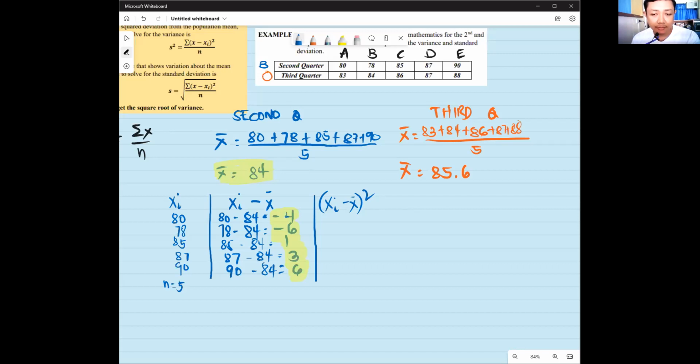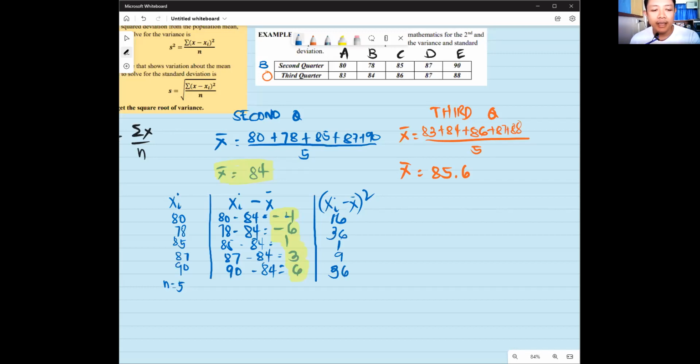So we have here, okay, negative 4 squared is 16, 6 squared is 36, 1 squared is 1, 3 squared is 9, 6 squared is 36.